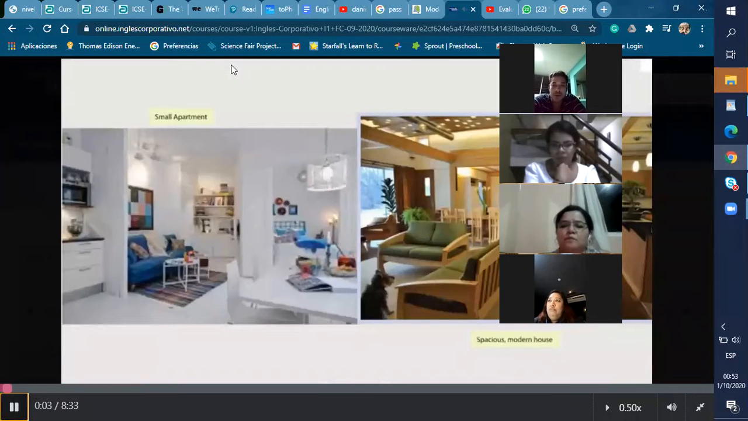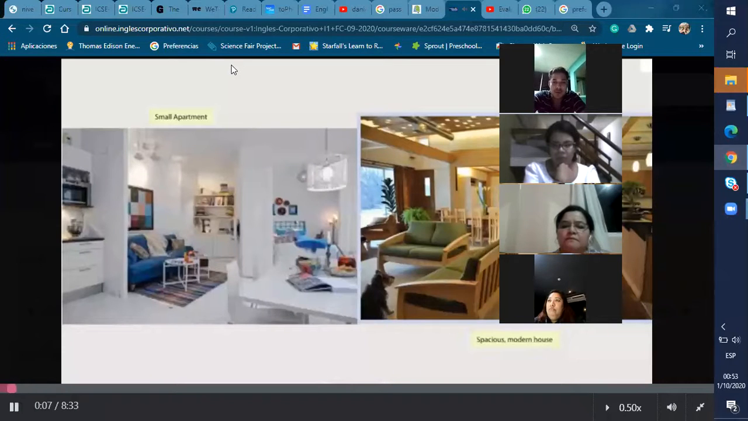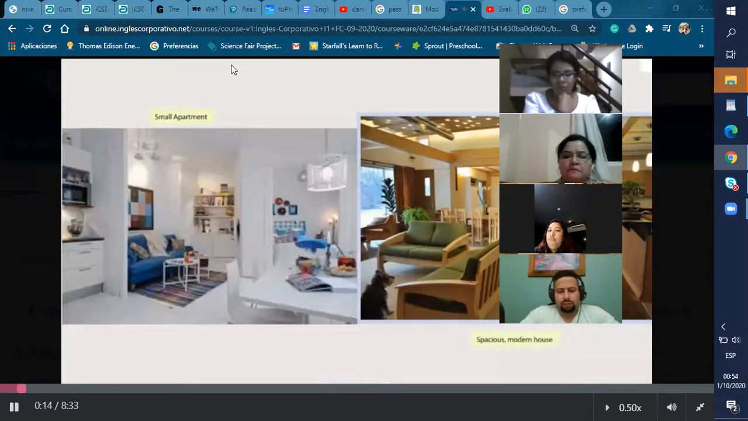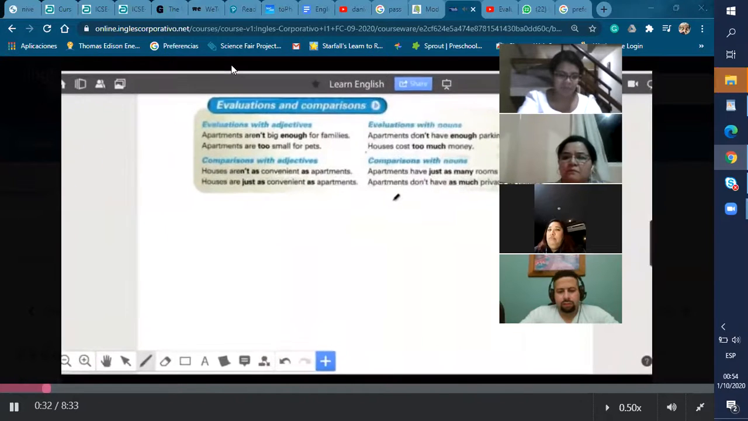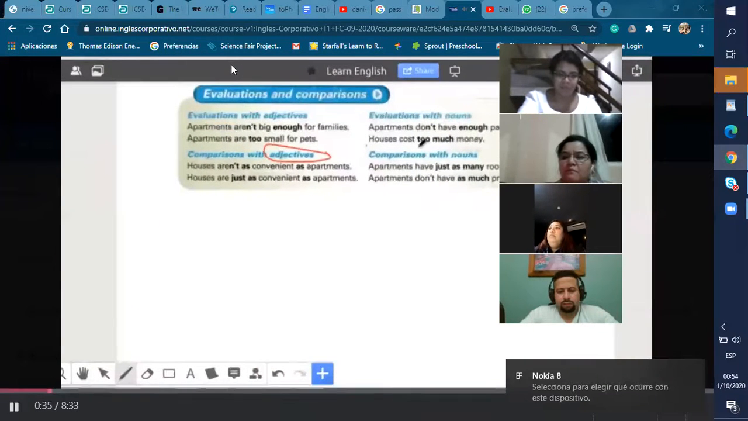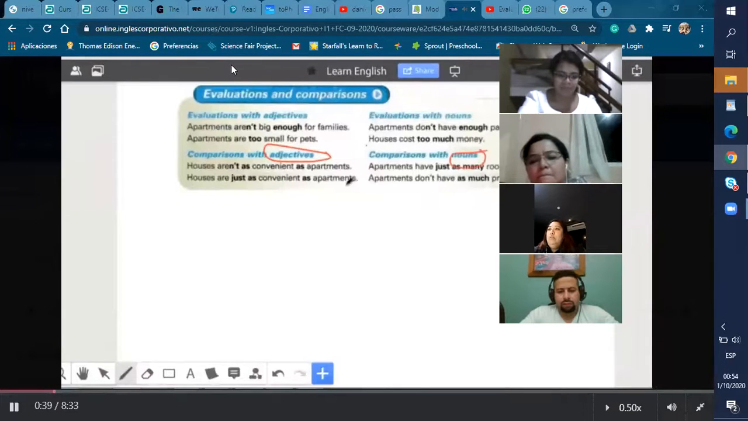We'll be able to compare and express similarities about houses and apartments. Additionally, you will be able to express similarities about your house and your neighbor's house. For example, you'll be able to make the following comparisons. Apartments don't have as much privacy as houses. Houses aren't as convenient as apartments. In this class, we're going to learn how to make comparisons with adjectives, and also with nouns. What do I mean by adjectives? If we look at the adjective convenient. And nouns? If we look at the noun rooms or privacy.